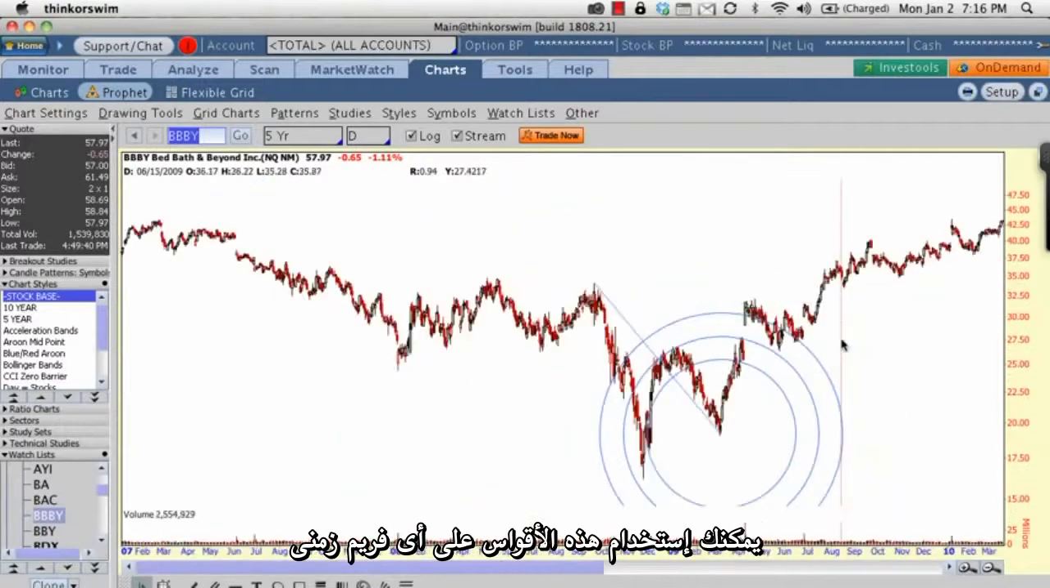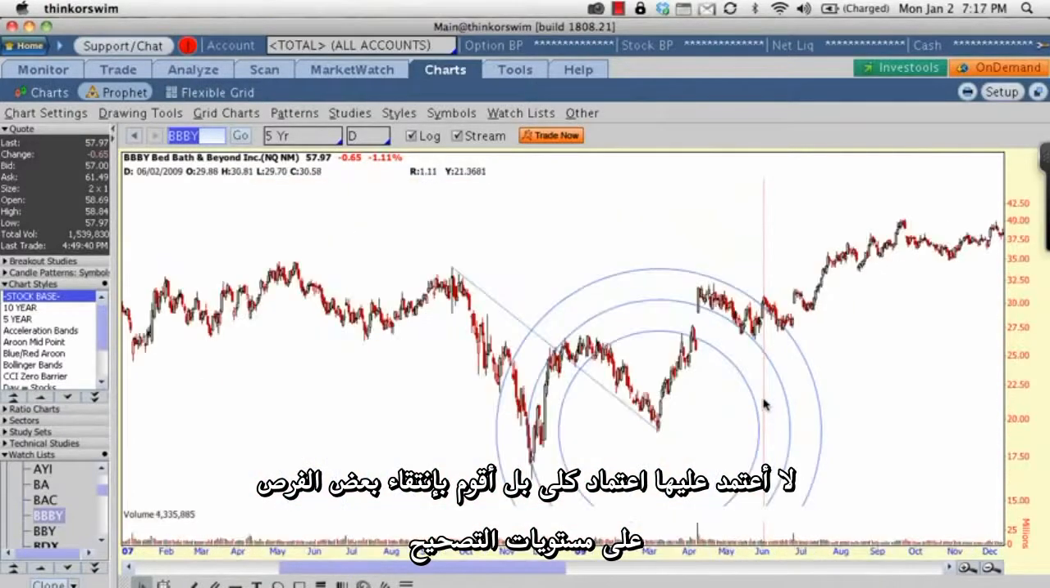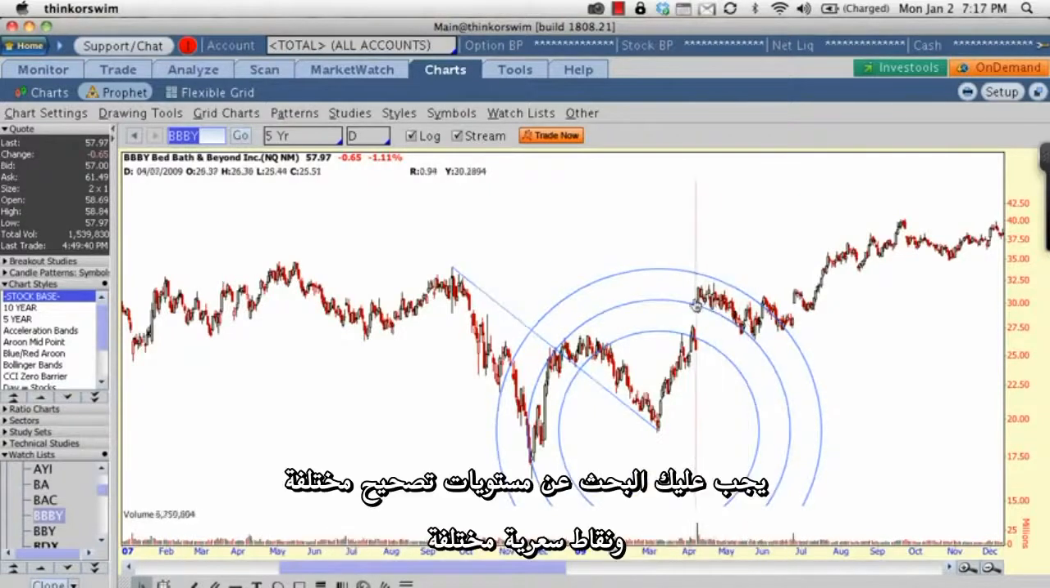So you can use these Fibonacci arcs on any time frame as well. I personally don't like them as a reliable tool. I find that you have to be a little bit picky with your retracements as you start to draw them. Things don't exactly fit perfectly 100% all the time. So you just have to watch out for different retracement levels and different high-lows.